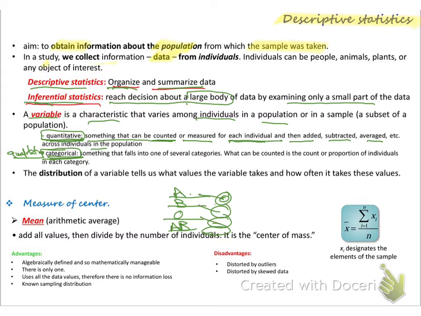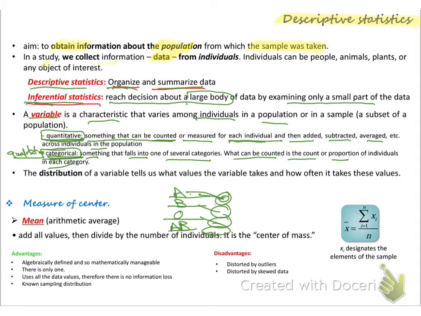So I don't have measurements for each individual, like heights of 157 centimeters, 185, 183. No, for each individual, I have to count him under one category. So categorical is something that falls under one of several categories, which can be counted. It is the count or proportion of individuals in each category. This is called categorical.